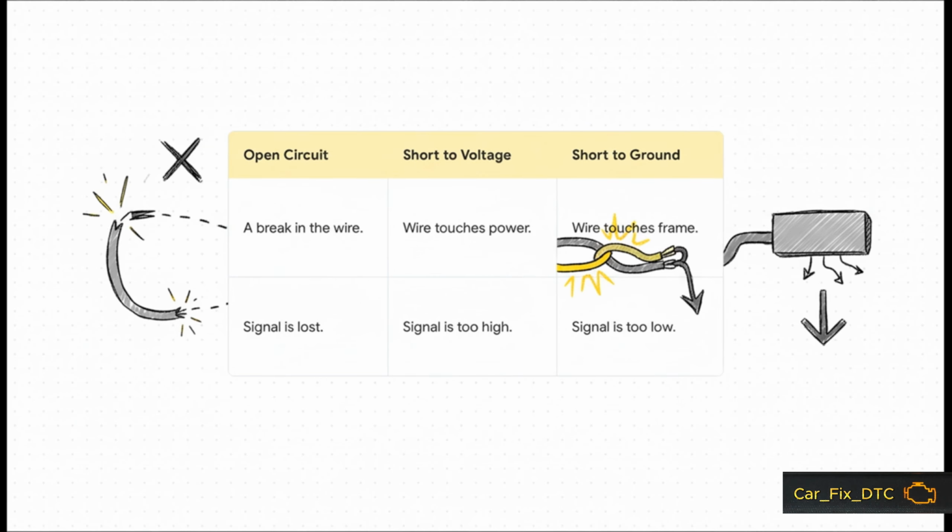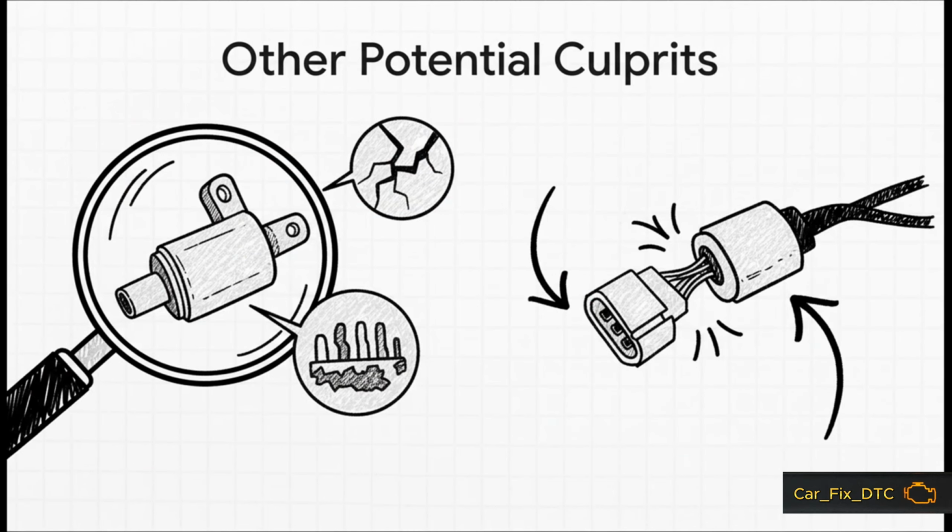In the middle, a short to voltage is like a power surge. Another wire's electricity is bleeding into our signal, making the computer see a reading that's way too high. And on the right, a short to ground is like a leak. A frayed wire touches the car's metal frame and the signal just drains away, giving a really low reading or no reading at all.